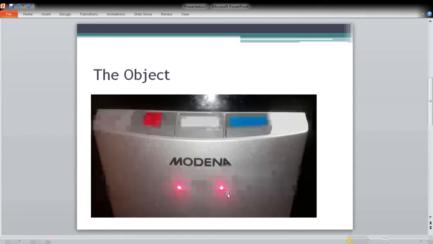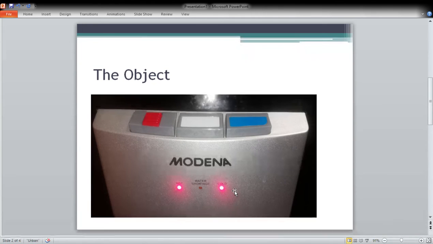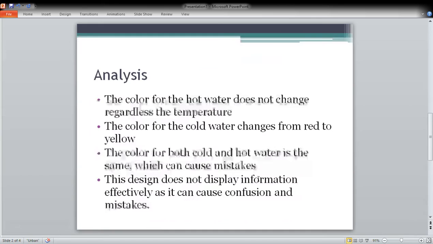Even though the cold water lamp changes from red to yellow, sometimes when it is yellow, the water is still not cold. So the lamps are pretty much useless because we cannot know the temperature, or whether the water is hot enough or cold enough. So it can cause mistakes when you want to use cold or hot water.